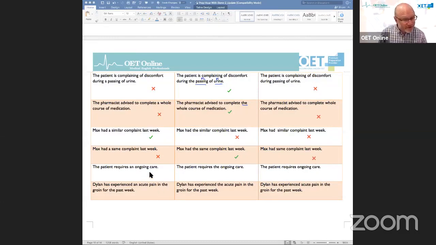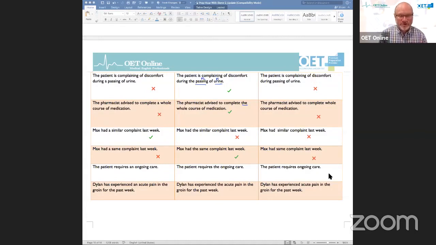Patient requires an ongoing care. Patient requires the ongoing care. Patient requires ongoing care. Now this one confuses a lot of people. So we could say he requires an ongoing care. It kind of sounds okay. It's a type of care, right? And maybe you're mentioning it for the first time. So is care uncountable or countable?